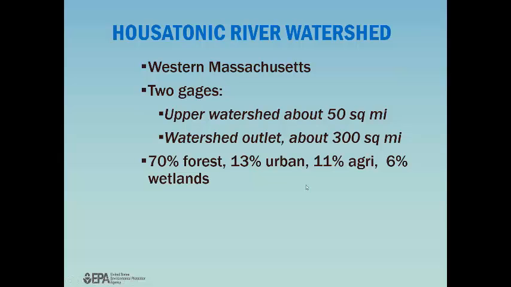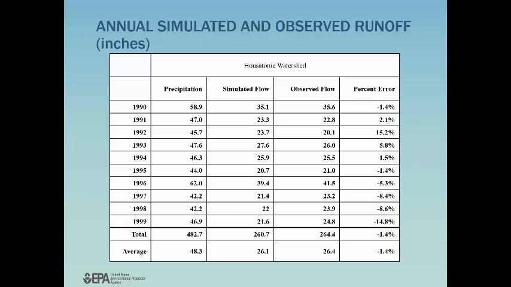For the Housatonic River, and I'll just wrap this up really quickly here, we had 2 gauges, an upper watershed of about 50 square miles, a watershed outlet of about 300 square miles. So we calibrated at both sites, mostly a rural watershed, 70% forest, but it was mostly small rural towns, 11% agriculture, and 6% wetlands. We looked at a simulation period of about 10 years here, 1990 to 1999.